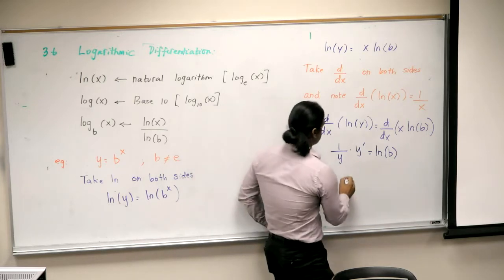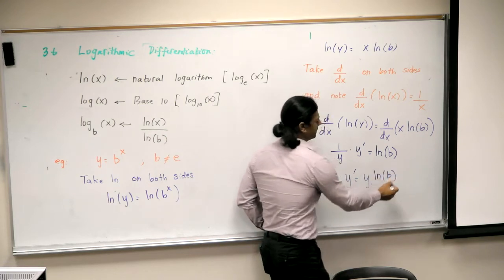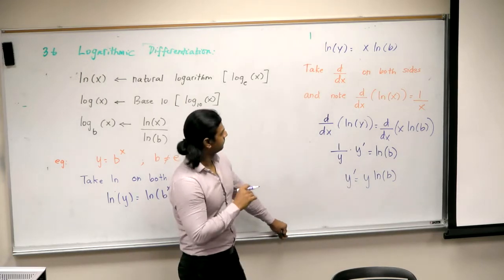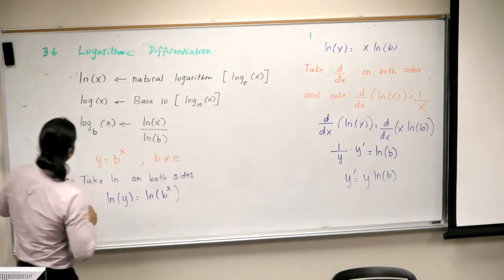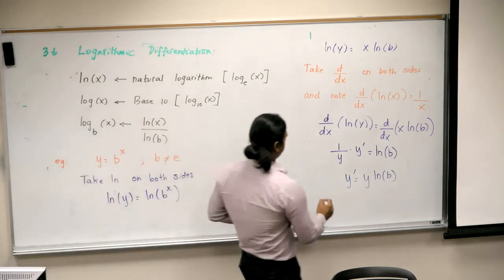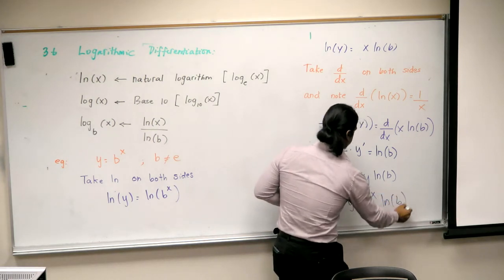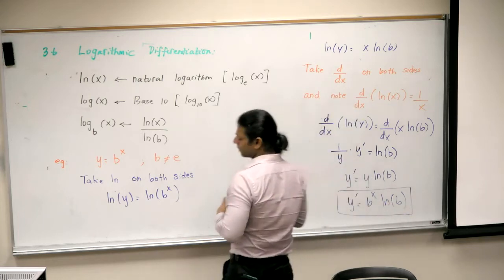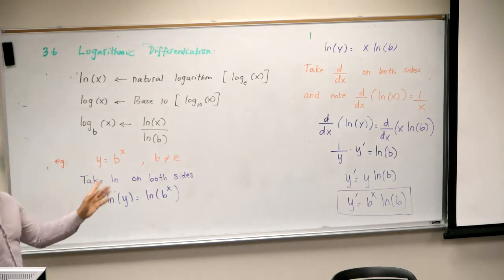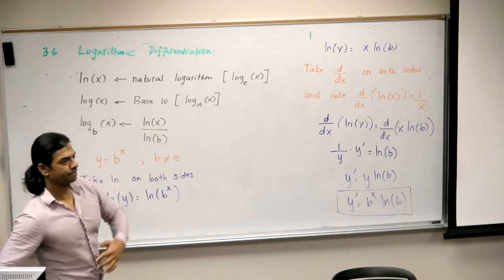We want to solve for y prime, so y prime will be equal to y multiplied by ln of b. But what is y? We'll go back to the very first step: b raised to x. So we just showed that the derivative of b raised to x is b raised to x multiplied by ln of b, if b doesn't equal e, the natural exponent.